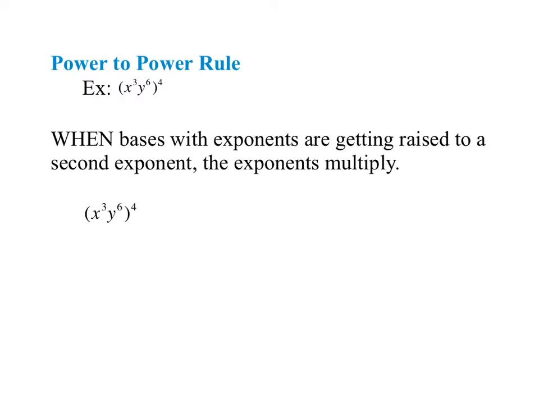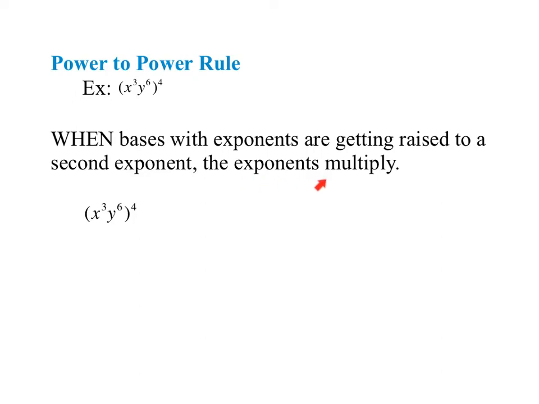The rule power to a power is exactly that. It means you've got some powers that are being raised to another power, and when that happens, it'll always be this parenthesis visual here, parenthesis with something inside that has a power, and an outside power on the outside of the parentheses. So when bases with exponents are getting raised to a second exponent, that's what we mean by the parentheses with a power on the outside. It's called getting raised to a power.